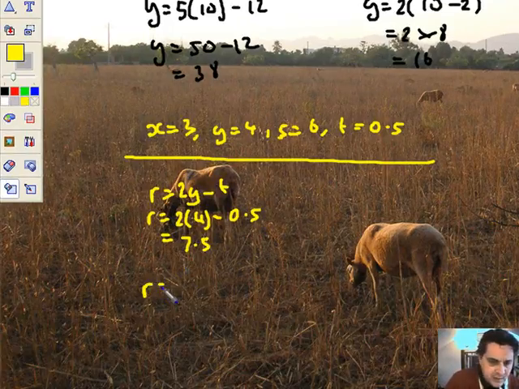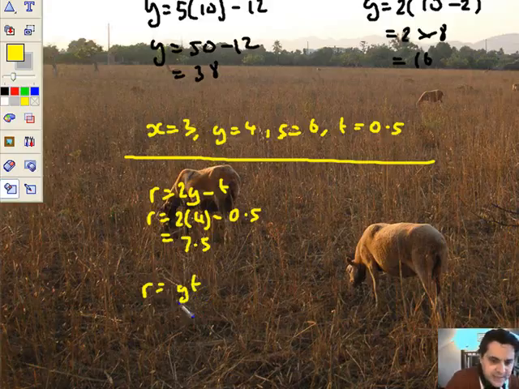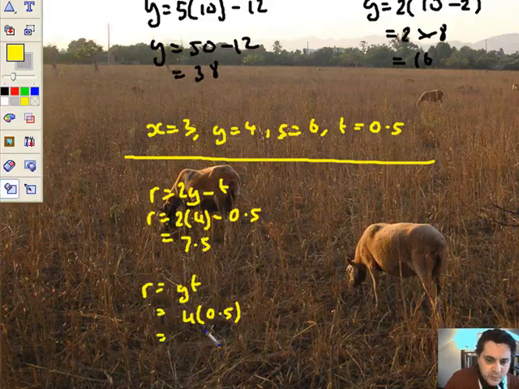Let me just do G for you. It says here R equals yt. Well, that means y times t. In other words, 4 multiplied by a half, 0.5. Well, 4 times a half is 2. Leave that one alone.